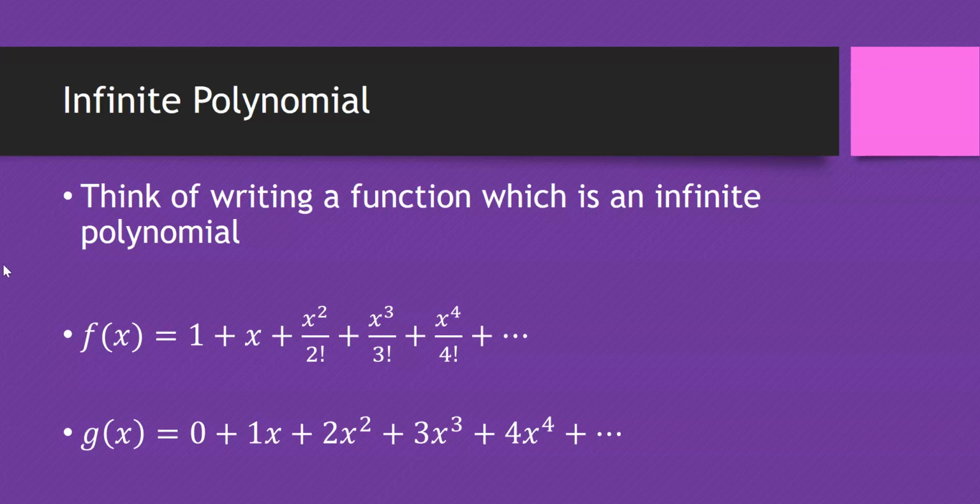When I say infinite polynomial, I mean something like 1 plus x squared over 2 factorial plus x to the third over 3 factorial, et cetera, et cetera. Or g of x as 0 plus 1x plus 2x squared plus 3x to the third, et cetera, et cetera.